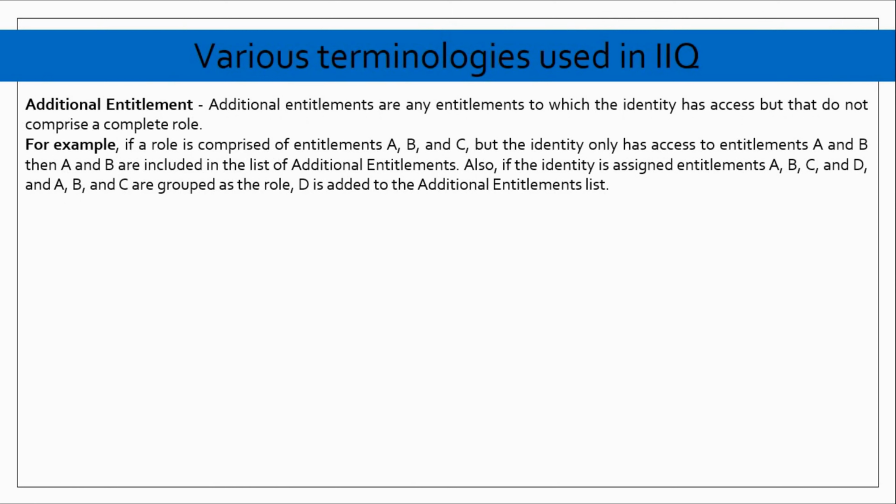Additional entitlement. Additional entitlements are any entitlements to which the identity has access but that do not comprise a complete role. Now you may wonder what a role is. Actually, a role is a group of entitlements. Let's take an example to understand this. Let's say there is a role comprised of entitlements A, B and C, but the identity only has access to entitlements A and B. Then A and B are included in the list of additional entitlements. Also, if an identity is assigned entitlements A, B, C and D and A, B and C are grouped as a role, then D is added to the additional entitlement list.